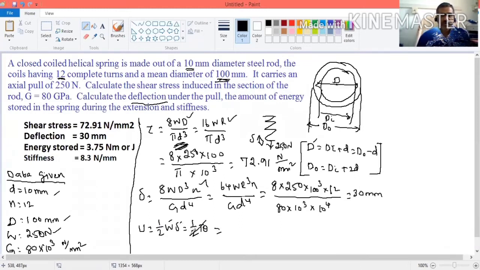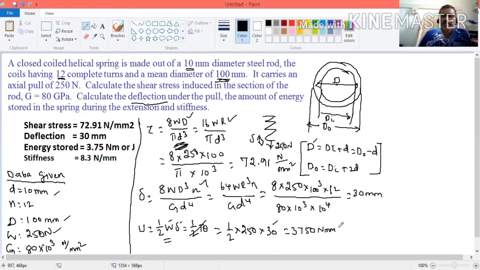If you want, you can directly calculate delta. In this equation, you can substitute the value of delta and also calculate. Otherwise, we can simply use this equation. So half into W is equal to how much? It is 250 multiplied by delta. Delta is equal to 30. So you will get 3750 Newton millimeter, because we substituted deflection in millimeter.